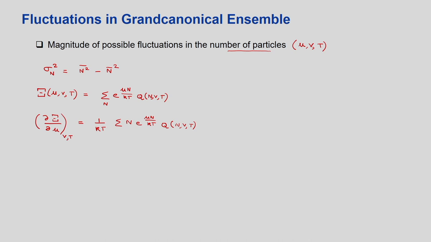If I do a double derivative of this same expression, you will get one upon kT whole square into summation, again this N will come out because it is with respect to mu. So N into N will become N square, and then e to the power of mu N by kT, and then Q will be as it is. So this definition means that this is N bar and this is N square bar.